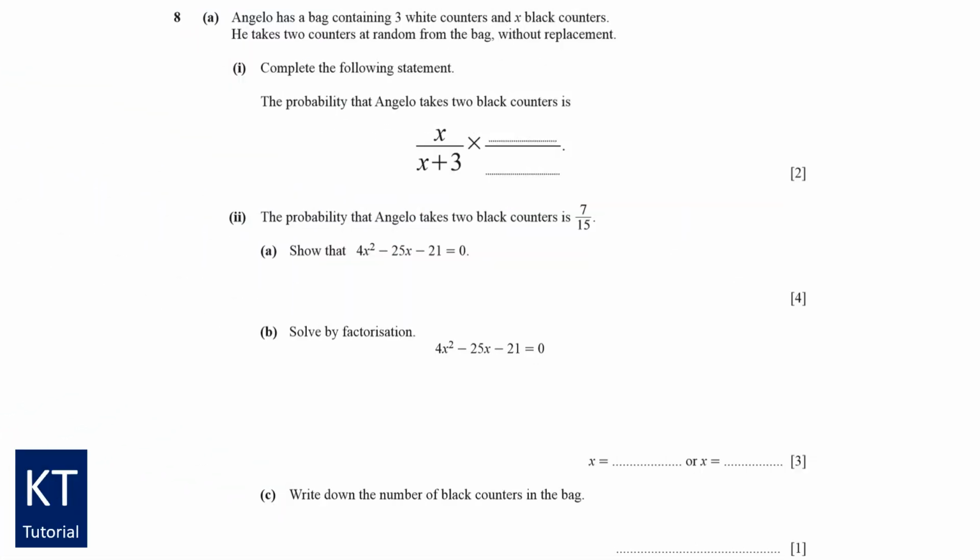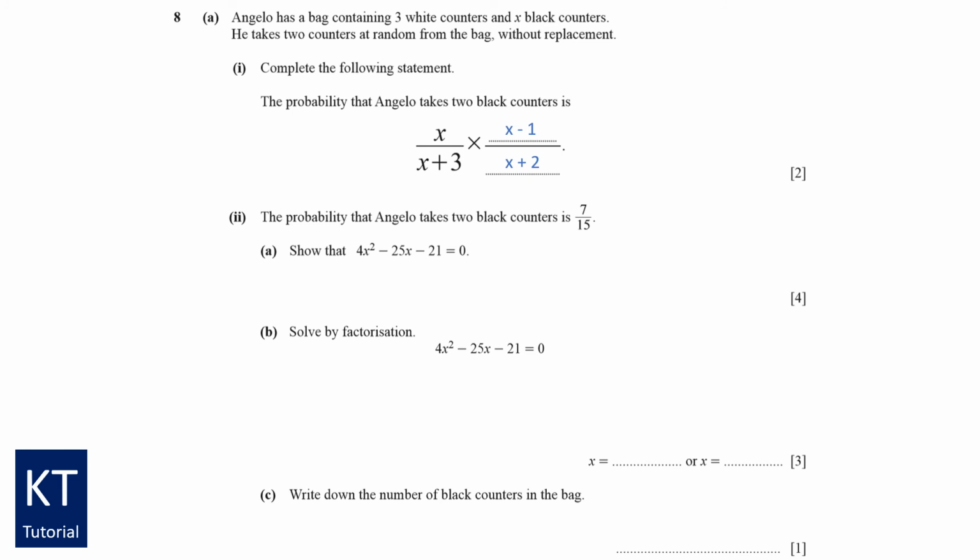Question 8a. Angelo has a bag containing 3 white counters and X black counters. He takes 2 counters at random from the bag without replacement. Complete the following statement. The probability that Angelo takes 2 black counters is... Being without replacement, both the numerator and denominator of the second fraction is just 1 count less than that of the first fraction. Next, the probability that Angelo takes 2 black counters is 7 over 15.